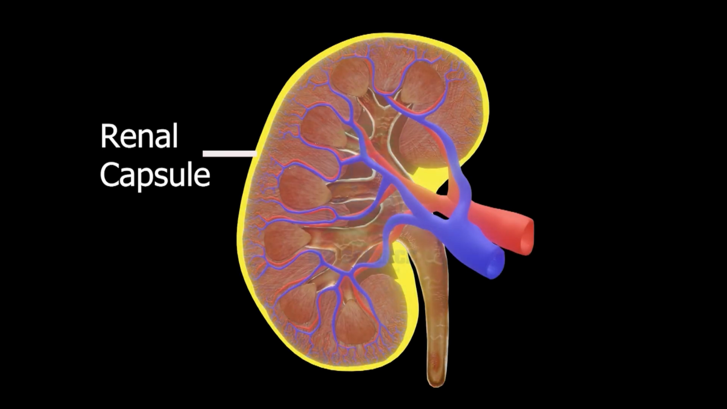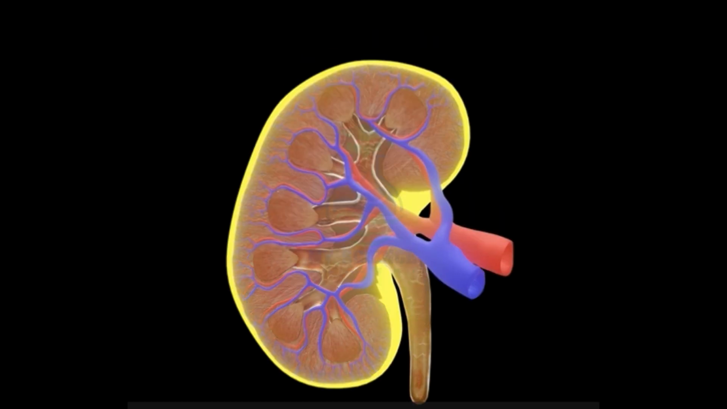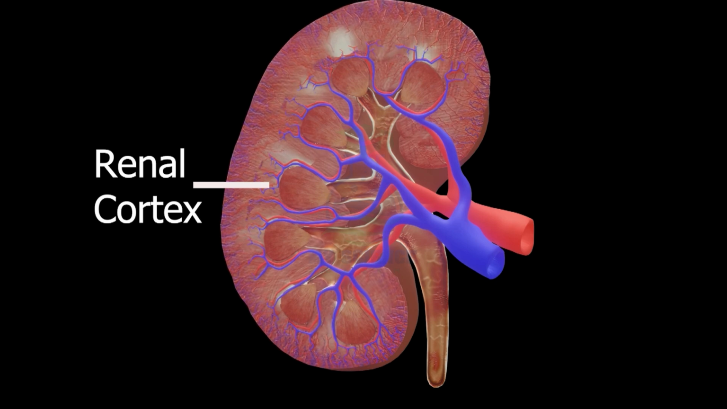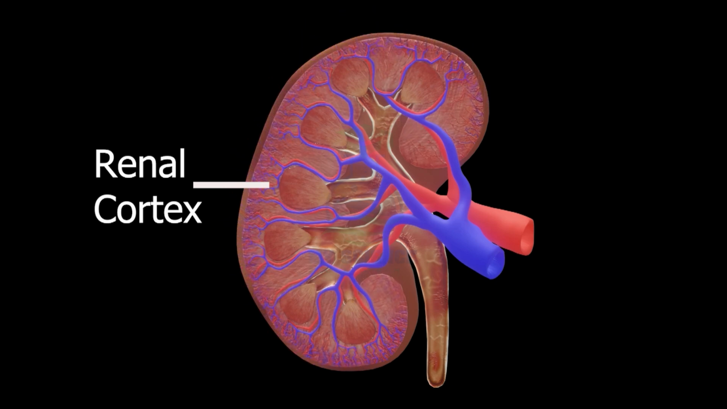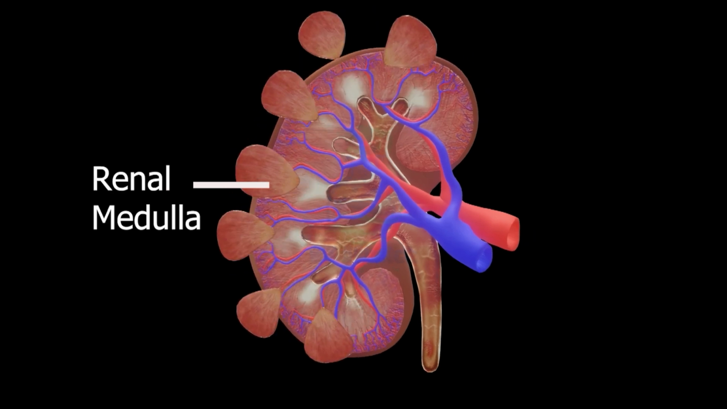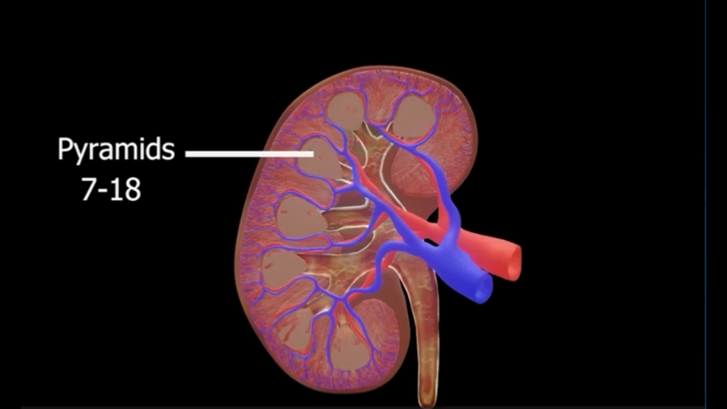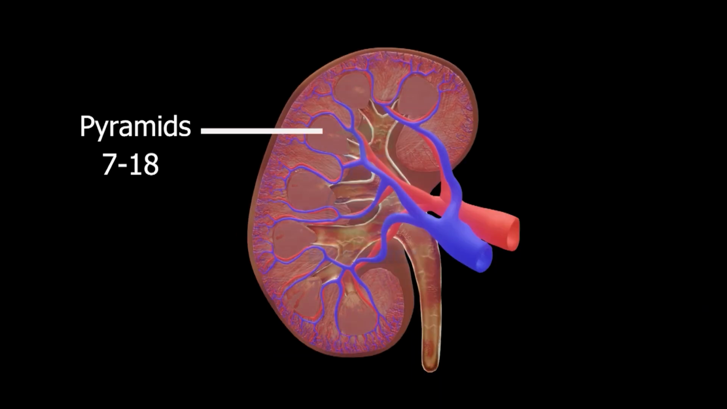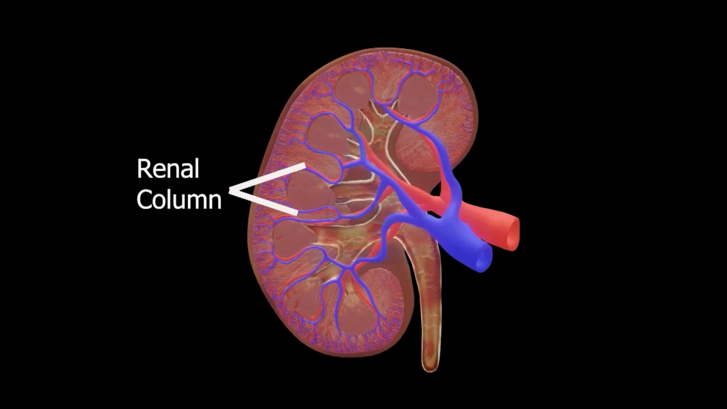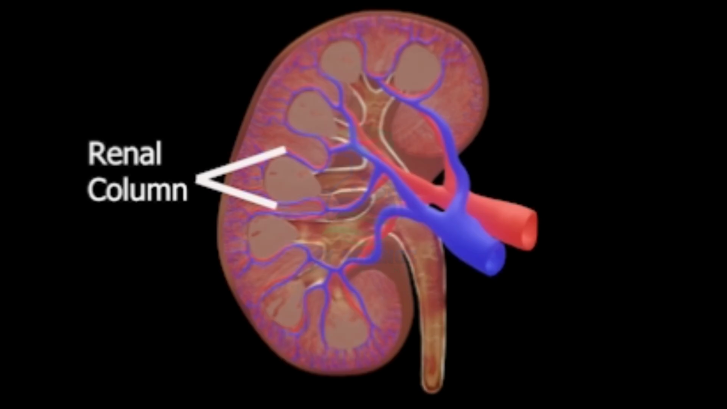There is the renal capsule, a fibrous tough external covering that surrounds and protects the kidney. There is an external region known as the renal cortex, and the inner region is known as the renal medulla. This renal medulla is made up of pyramids, which are 7 to 18 in number, and they are cone-like in structure and shape. They are separated by renal columns, which are extensions of the renal cortex.